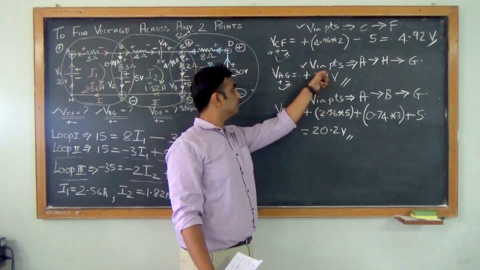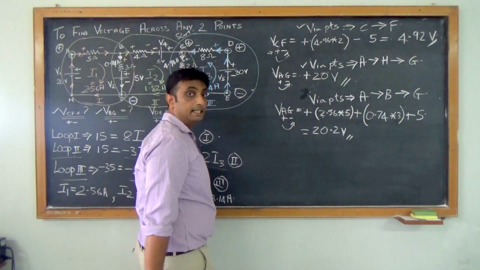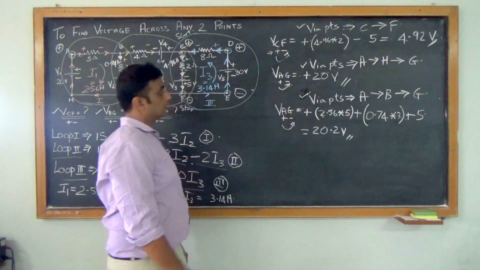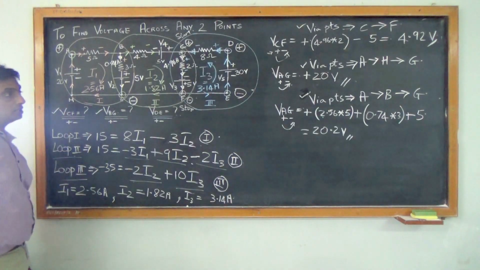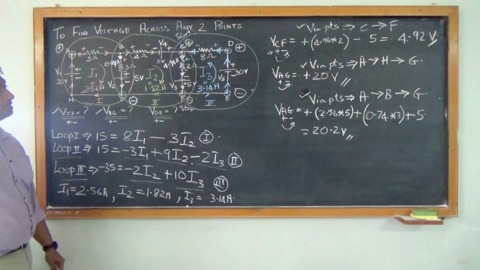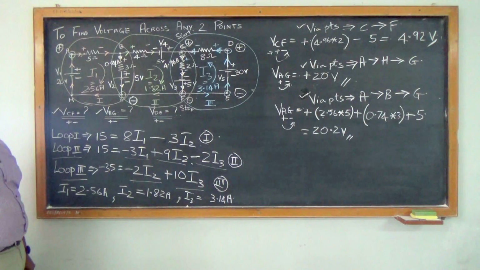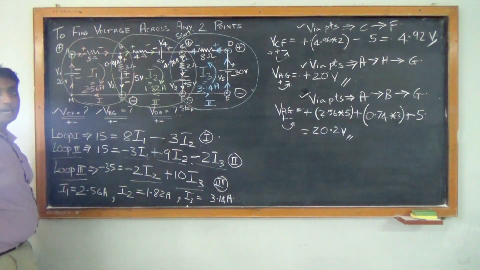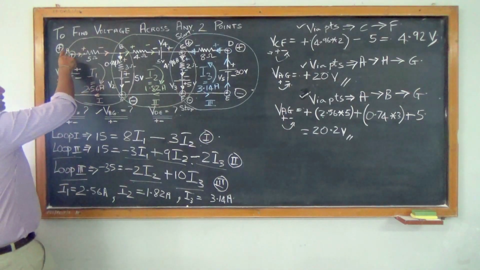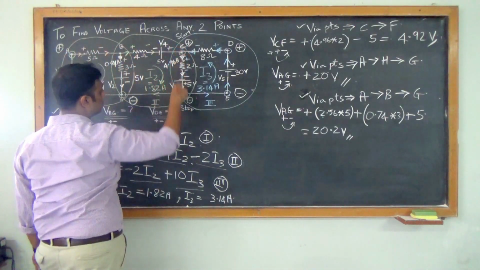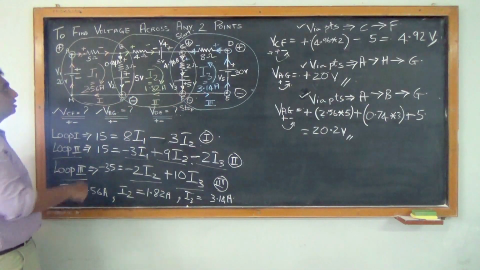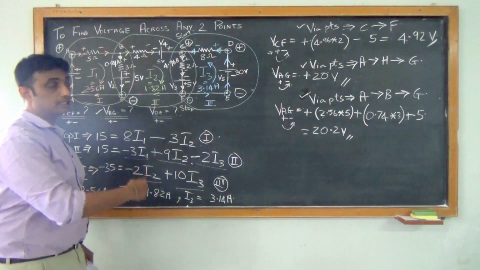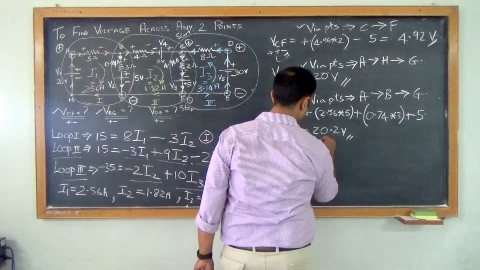So this 20 volts is matching with this. So again, I am confirmed of the consistency of this technique. The consistency of this technique is again proved. Now how I took points A to B, B to G, I'll even try taking points A to B, B to C, C to F and F to G. So now I will take another loop and again check for the consistency of this technique.